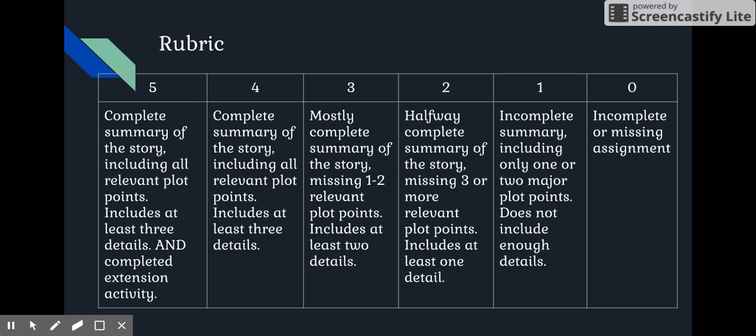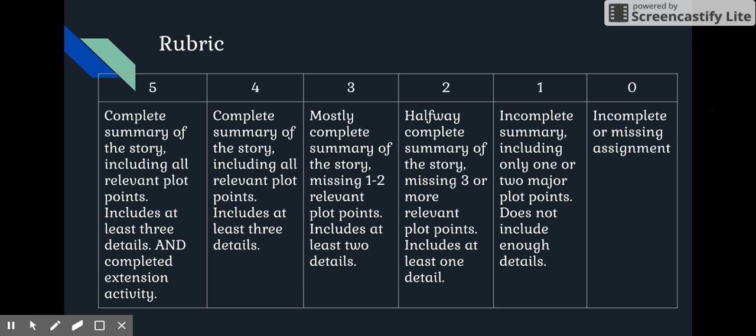So for each standard, students will be given a rubric. This shows the 5-point scale and how students can earn each score. So if you start all the way at the right, you can see a 0 would be an incomplete or missing assignment. And if you go all the way to the left, you can see the highest score of a 5, which means the student has given a complete summary of the story, including all relevant plot points. They include at least 3 details because, again, they're going above and beyond to get that 5 100%, and they have completed the extension activity.